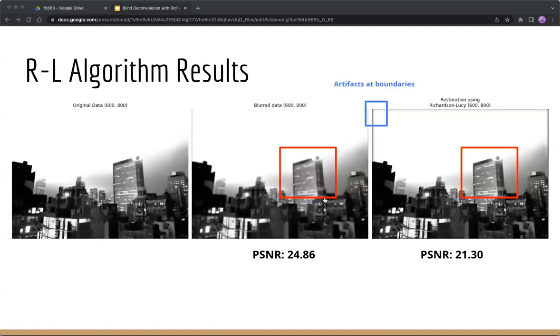Here are some results from RL algorithm, and we use PSNR as the evaluation metric, peak signal to noise ratio. It's the ratio between the maximum possible power of a signal and the power of corrupting noise. And we use mean square error here as the noise. Generally, the higher PSNR value, the better. Compare the blurred image and recovered image. We can clearly tell that the recovered image is visually less blurry. However, it has a lower PSNR value. This is because of the convolution operation, and we have some artifacts on the boundaries.